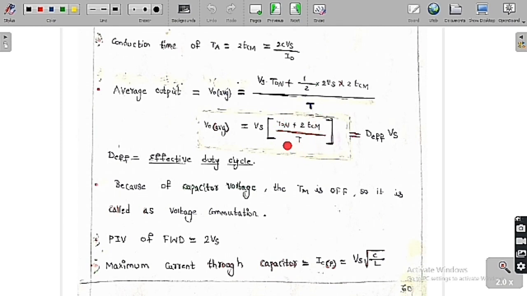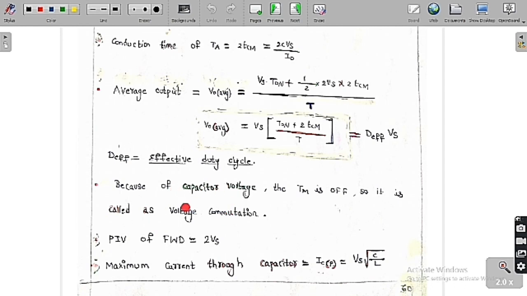I am going to assume this as D effective. This is called the duty effective, or the effective duty cycle. So V naught average is equal to D effective into Vs, where D effective is equal to T on plus 2 into Tcm by capital T, where capital T is the total time period. So we get Vs into T on plus 2 Tcm by capital T. We call this the effective duty cycle or the effective duty ratio. Because of the capacitor voltage, the Tm is off, so it is called voltage commutation.